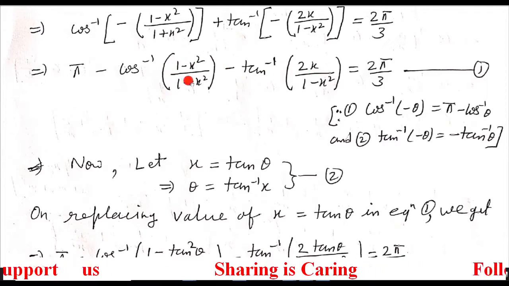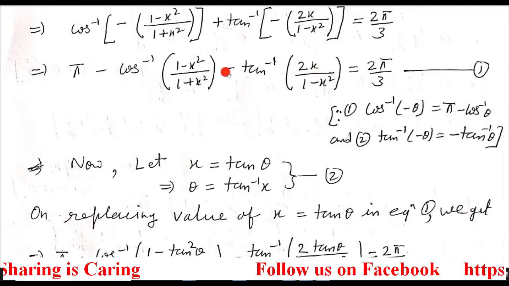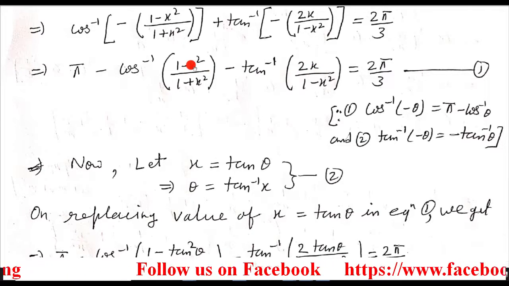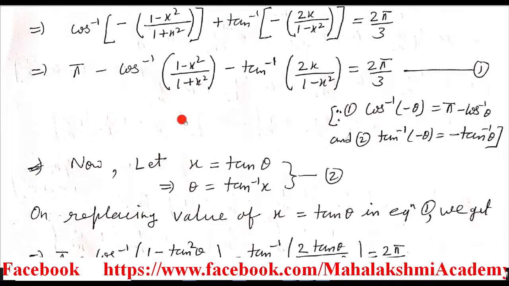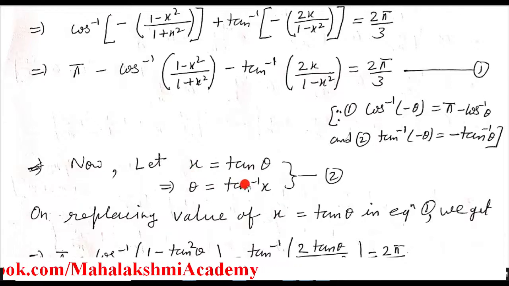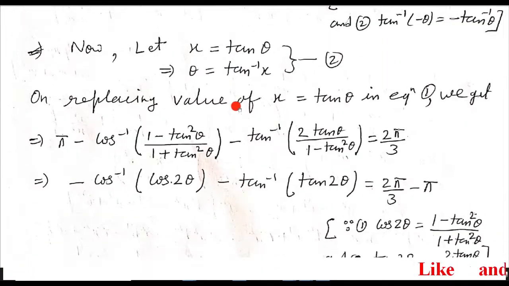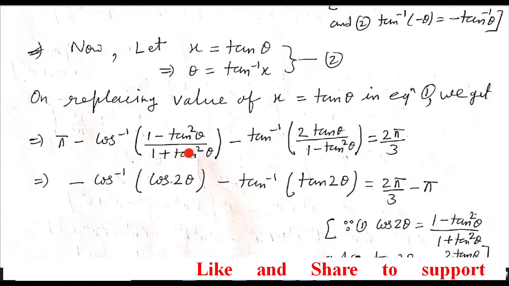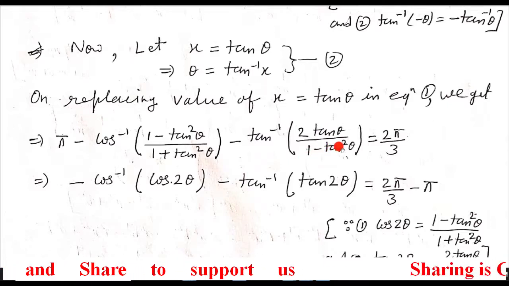here to bring it in the form of cos 2 theta and to bring it in the form of tan 2 theta, we have to do some substitutions. Instead of x, we need tan theta here. So we'll assume x as tan theta. So from here tan will go, and we'll get tan inverse x. Now we'll do these replacements here. After doing the replacement, we'll get 1 minus tan square theta upon 1 plus tan square theta, and here also we'll get 2 tan theta upon 1 minus tan square theta.